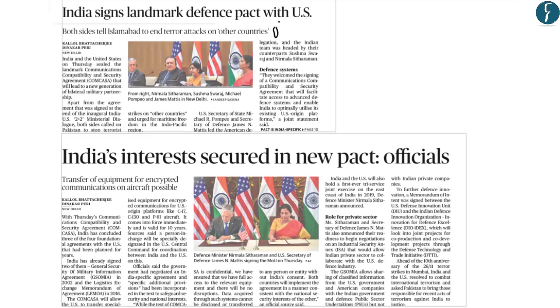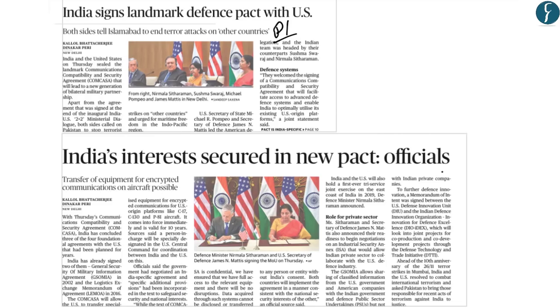Now we have taken the first article from page 1 and the second article from page 10. Both of these articles talk about the recent 2+2 dialogue between India and the United States. So what we'll do first is revise what the 2+2 dialogue is, and then we'll try to understand what the new changes in the Indo-US relationship are.